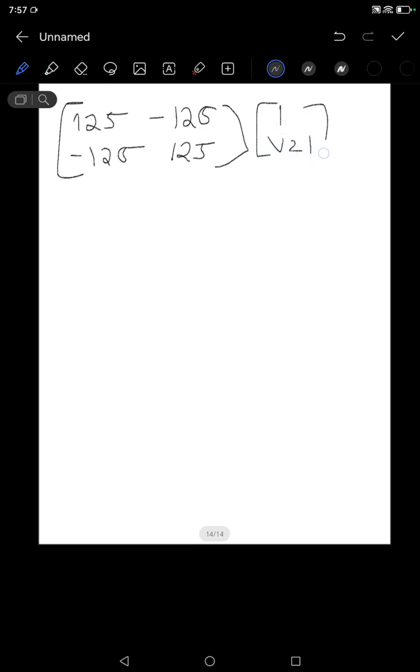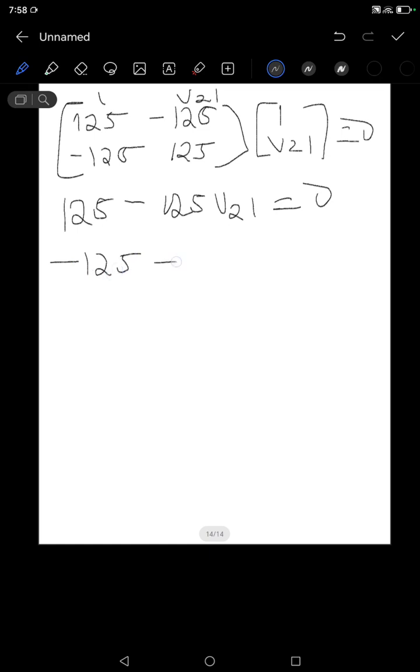From our matrix, we have 125, negative 125, negative 125, 125, and 1 v21, equals 0. Our sign here is still the same as this. So we're going to have two equations. We're going to have 125 multiplied by 1, which is 125, minus 125 v21 equals 0. Or we can have negative 125 plus 125 v21 equals 0. So this is going to be our first equation, and this is going to be our second equation. We can use any equation here to get v21.